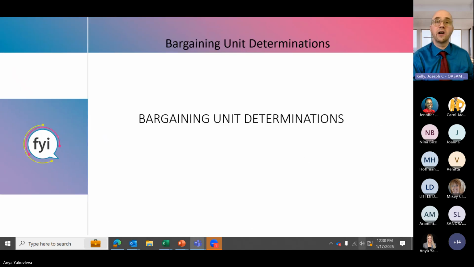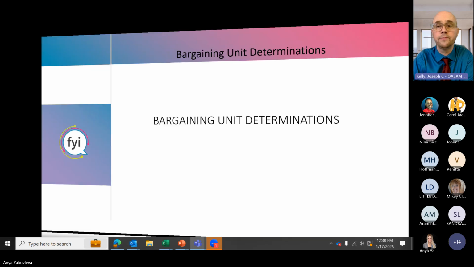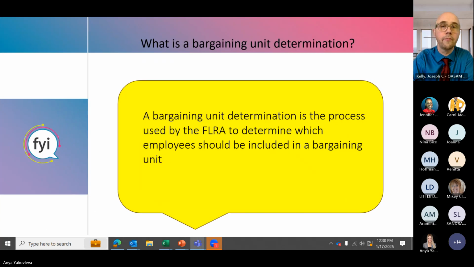Okay, so let's talk about bargaining unit determinations. That's the second function of the Federal Labor Relations Authority. Next slide, please. So what is a bargaining unit determination? A bargaining unit determination is the process used by the FLRA to determine which employees should be included in a bargaining unit. That's a pretty straightforward definition, I think. Next slide, please.